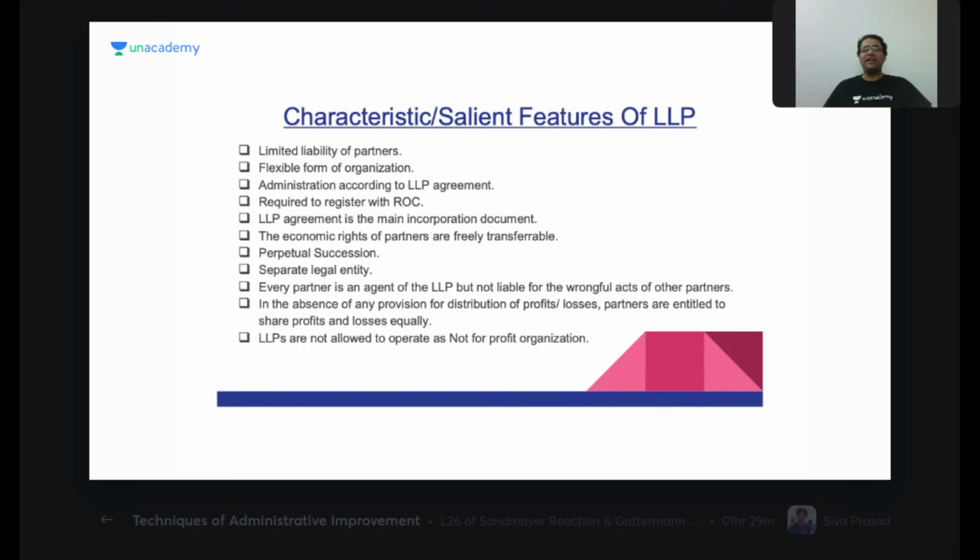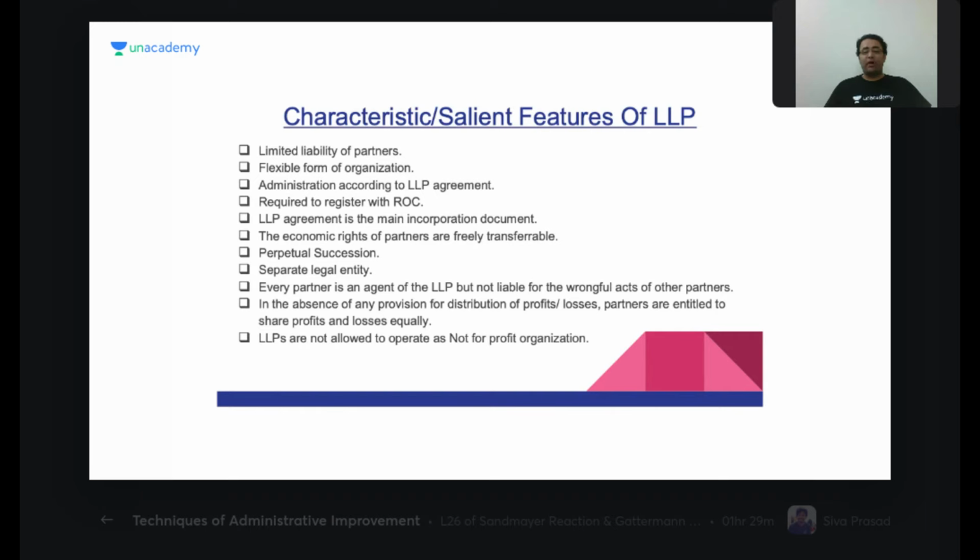Again, the limited liability concept saves him. Even if he is held liable for it, what is his maximum liability? The amount of unpaid capital standing in his name. That's about it. So now you understand how the limited liability concept is very important for partners in limited liability partnership firms.